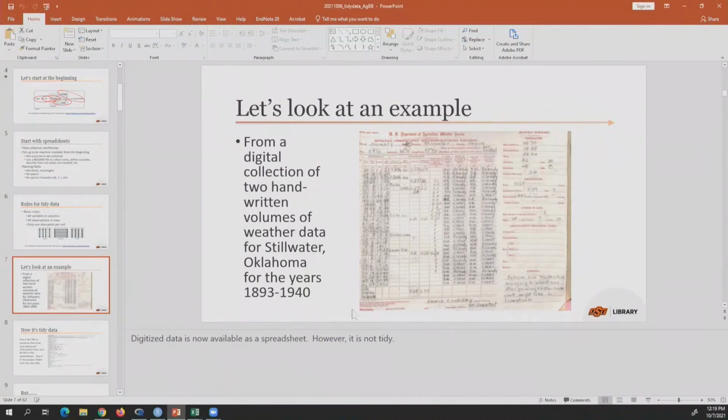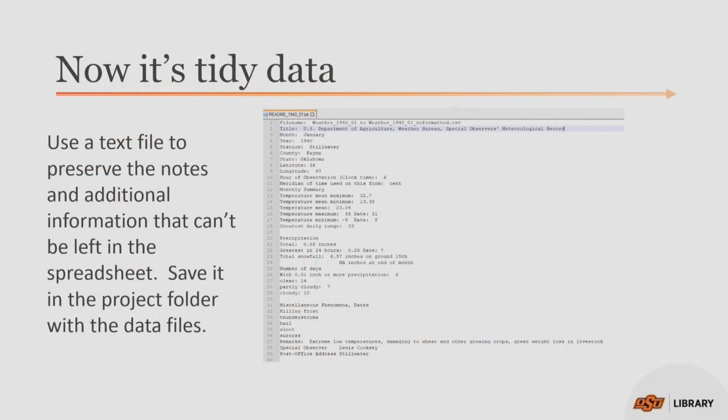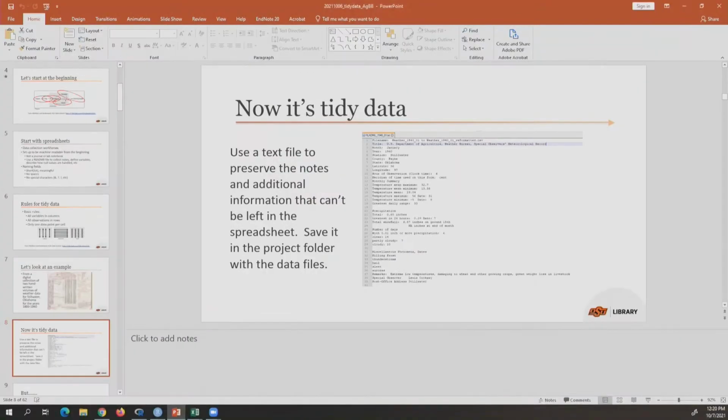Okay, so now from there, let's go to our next slide here and talk about how we turn that into tidy data. And so again, what we're going to do is use a text file or a README file. I wrote this one up in Notepad and captured all that metadata. And that file will be saved in a folder with the monthly weather data in the spreadsheet once that's cleaned up. And let's see what that looks like.